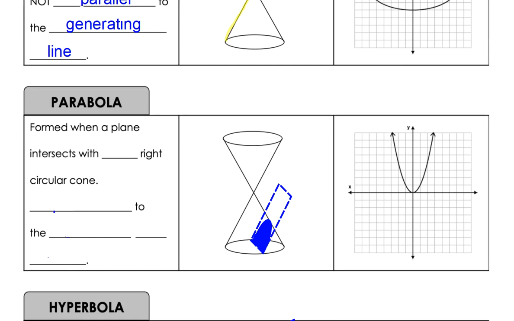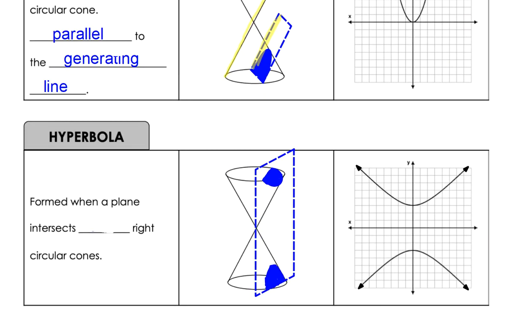Next, we can create a parabola. A parabola is formed again when we're intersecting one of the right circular cones, and this time we are going to make the plane parallel to the generating line. Again, that generating line is the line that we're revolving around the axis. In this case, when our plane is parallel to that line, we create what's called a parabola. We've seen parabolas before in other situations, so the graph of that should look familiar.